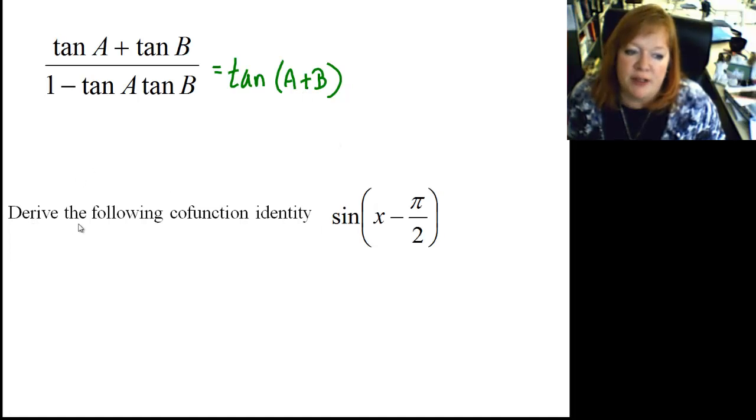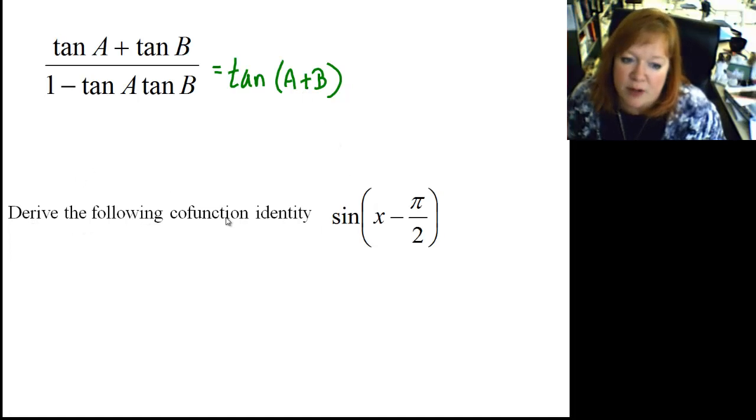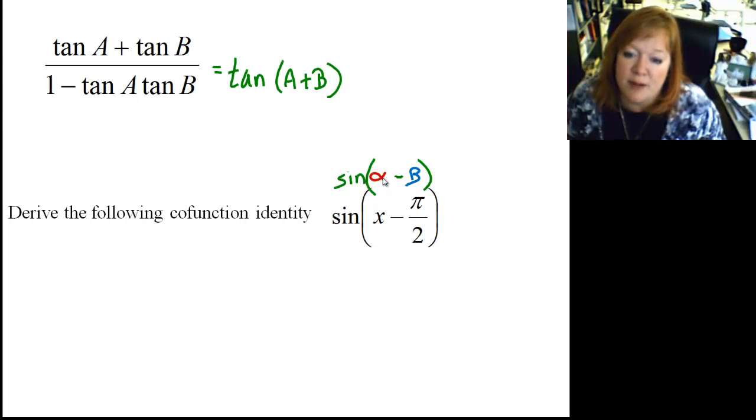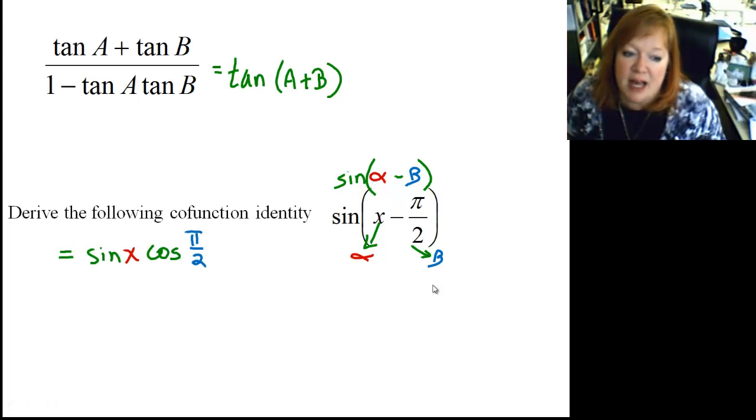This next one, it says derive the following cofunction identities. Oh, don't you remember deriving identities? Oh, it was so much fun. Here we go again. So you've got an x minus pi over 2. So you're going to use that formula that says sine of alpha minus beta, and for the alpha you're going to put in the x. And for the beta, it's going to be pi over 2, and you're just going to substitute that into the formula in place of the alpha and the beta. So we'd have sine of x, cosine of pi over 2, and then it's going to be minus cosine of x, sine of pi over 2.